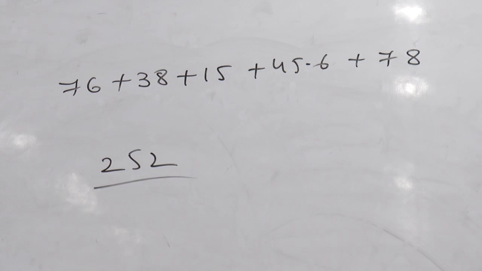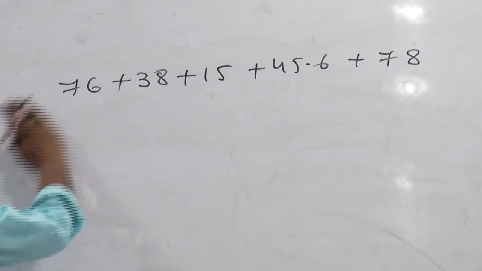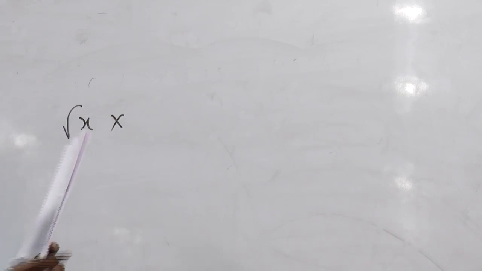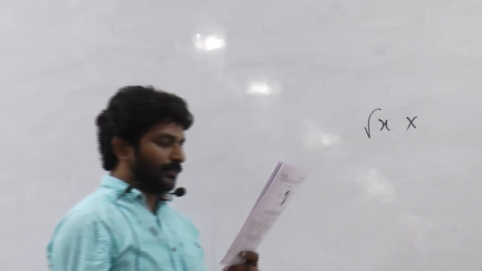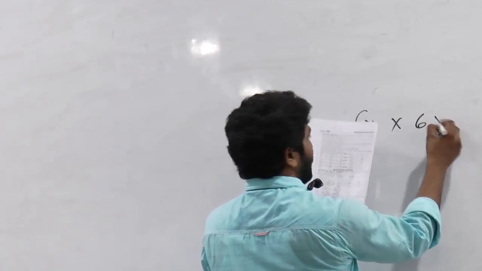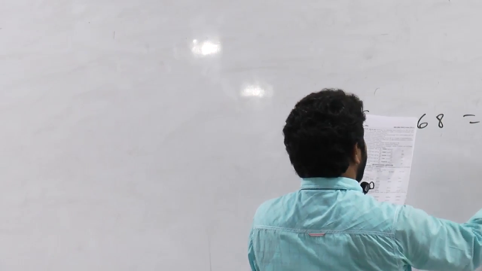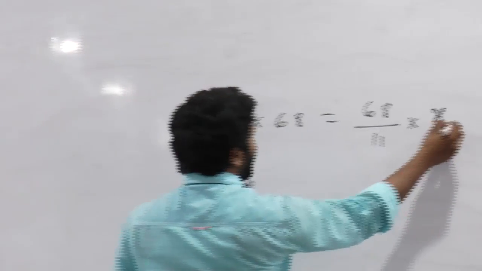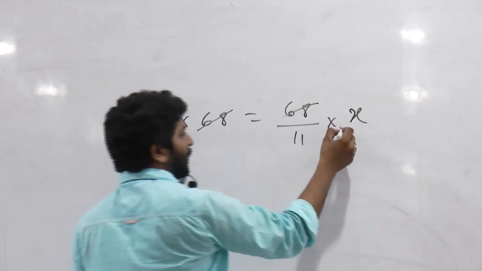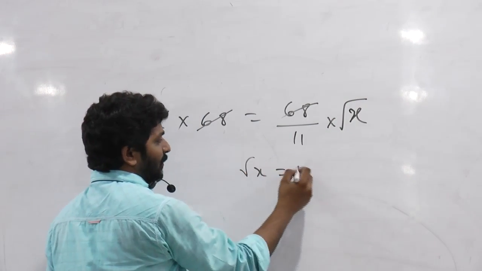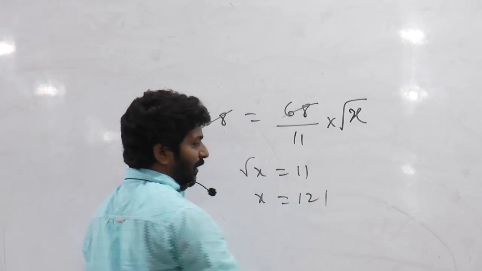Now, root x is common on the left hand side in both the terms, right? Let's take it common. So that becomes root x into 35.99, that is 36, plus 32, 68. And on the right hand side you have 68 by 11 into x. 68 cancels, root x cancels for root x times, so root x is equal to 11, x is equal to 121.